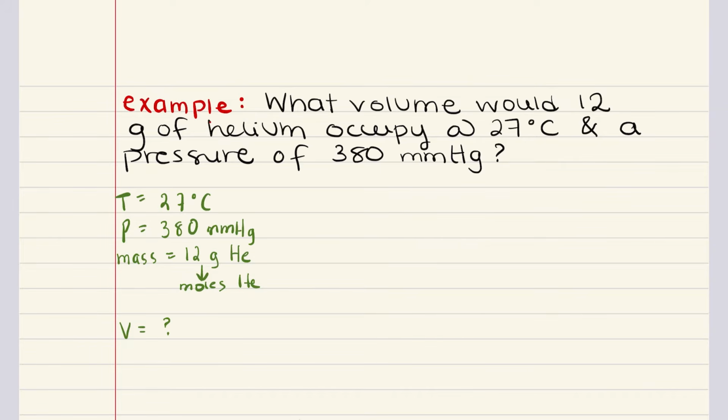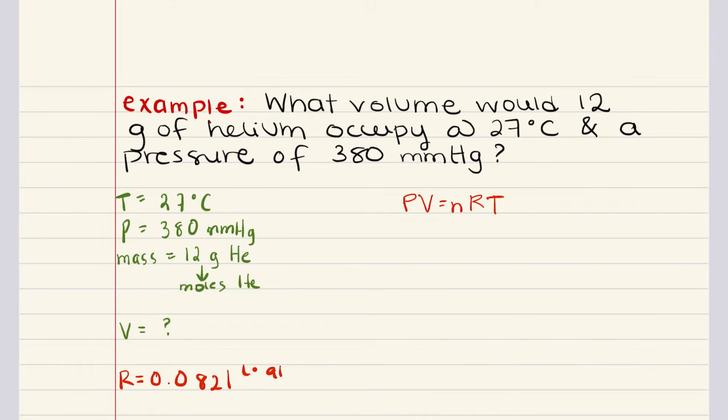So looking at what we have and what we're trying to figure out, we can go ahead and use our ideal gas law, PV equals nRT. And also remember that R is a gas constant. We know the value for R. It is 0.0821 liters times atmosphere over moles times Kelvin.